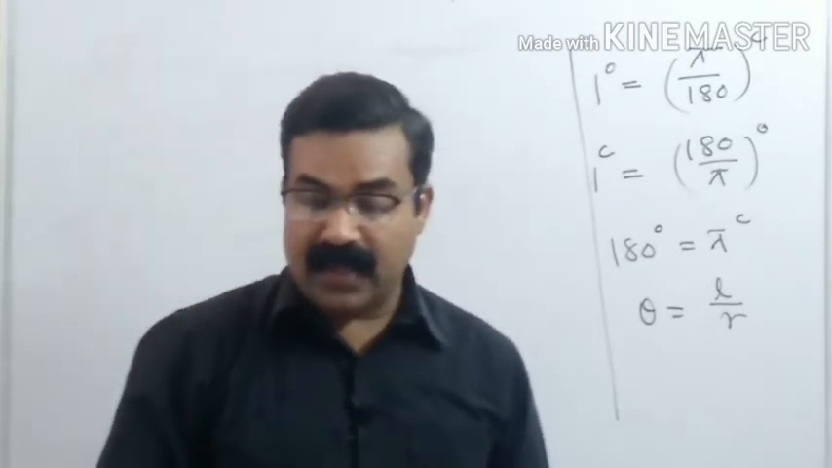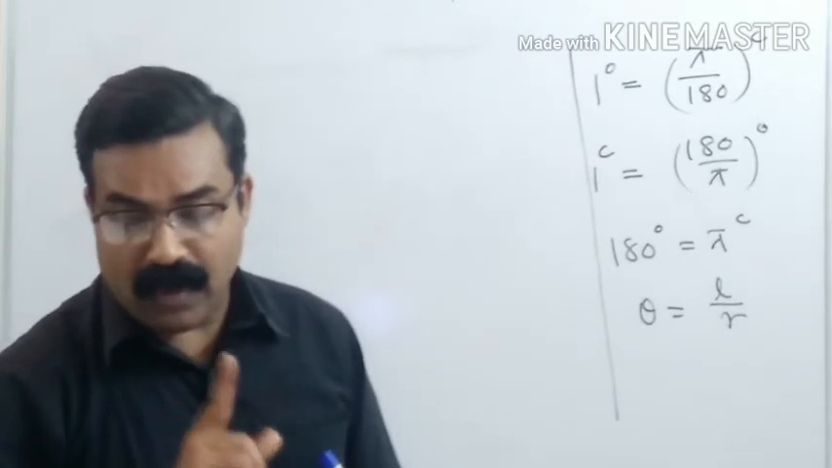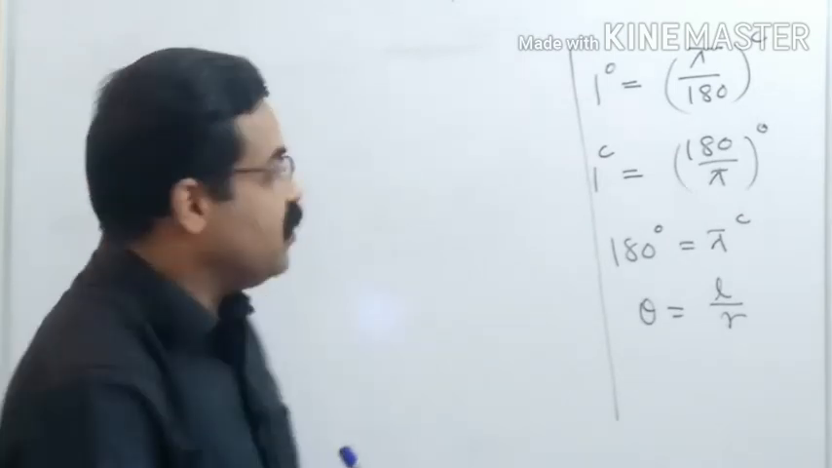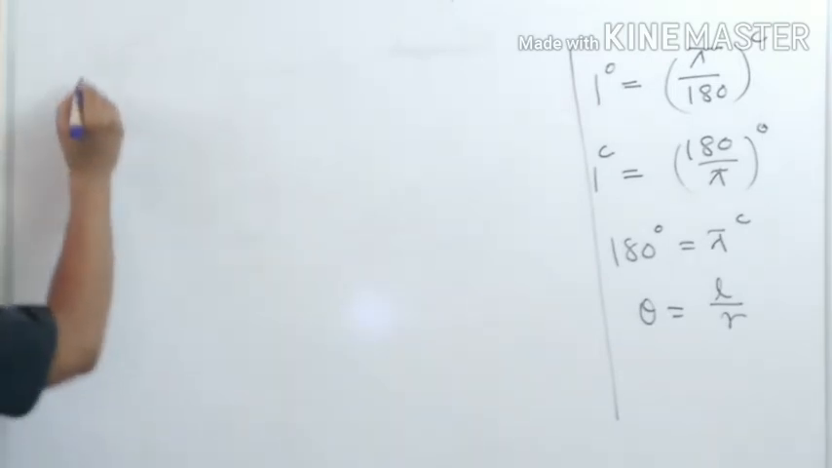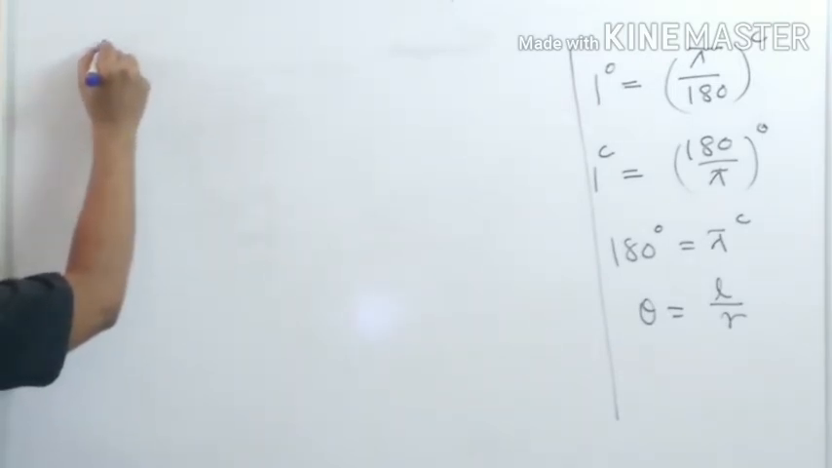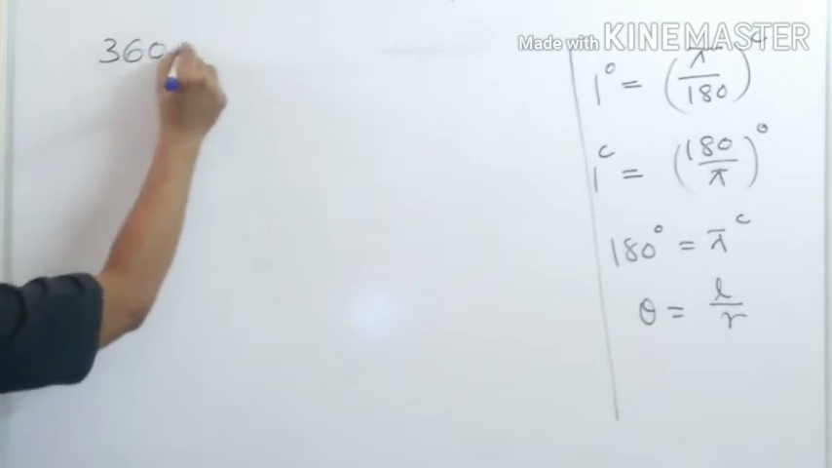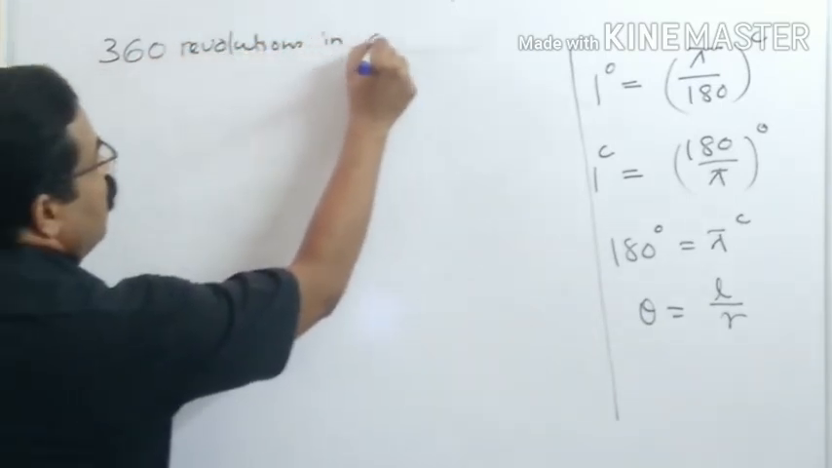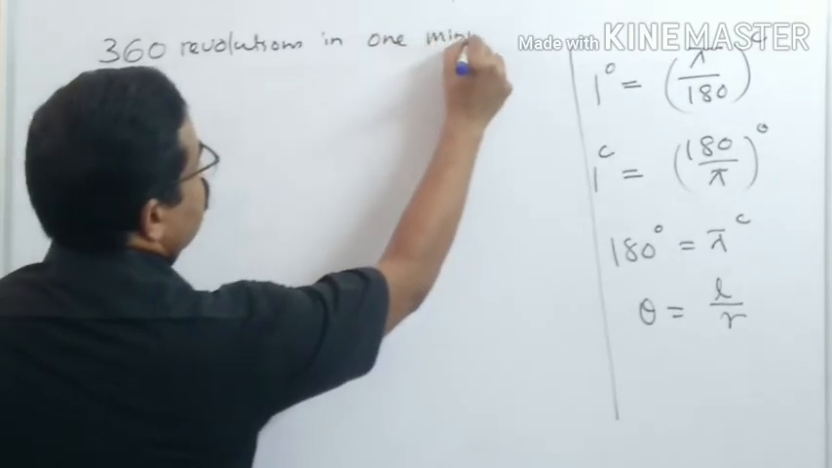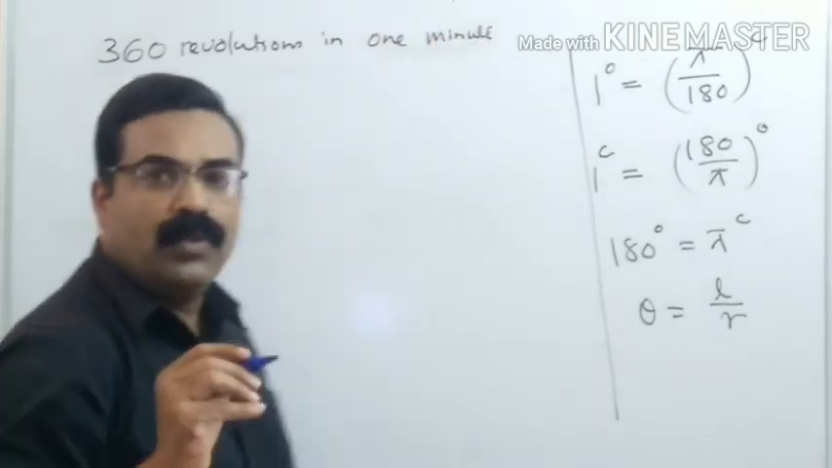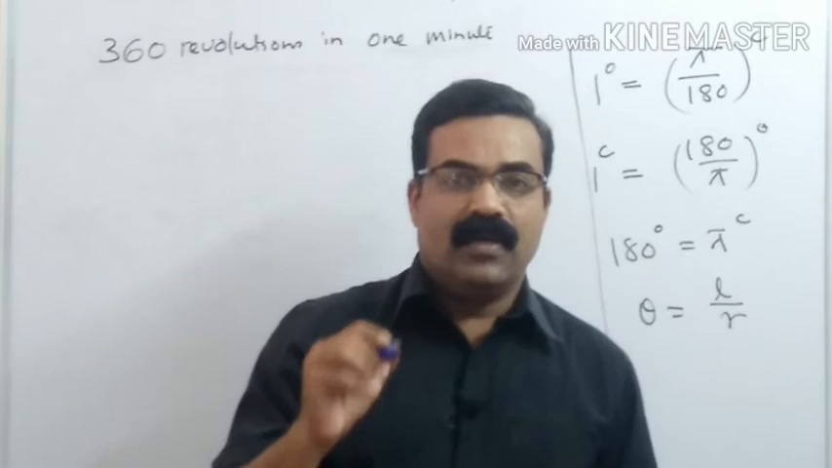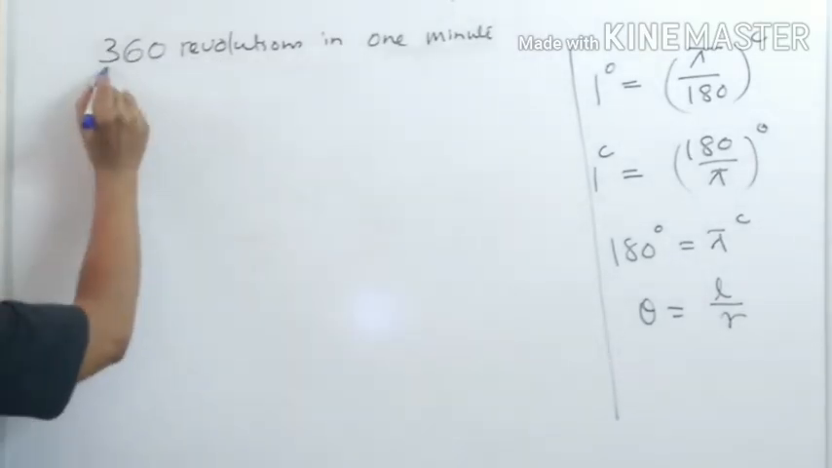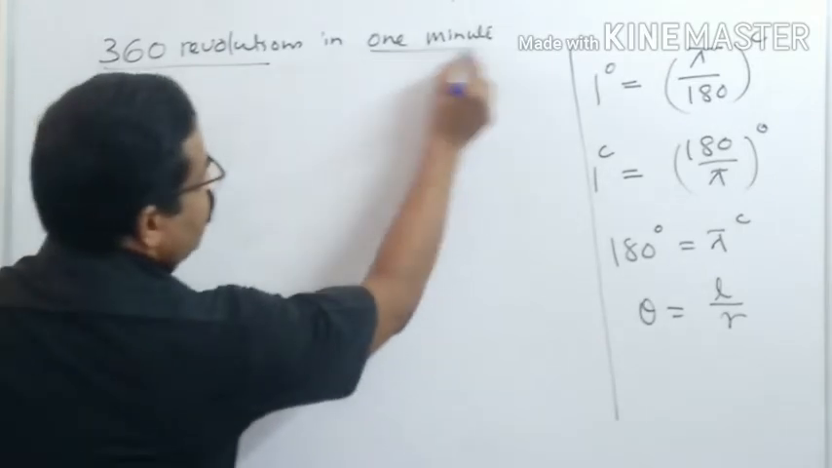A wheel makes 360 revolutions in 1 minute. Through how many radians does it turn in 1 second? So what is given here is, a wheel makes 360 revolutions in 1 minute. So students, you know 1 minute is equal to how many seconds? 1 minute is equal to 60 seconds. So we can take this as 360 revolutions in 60 seconds.